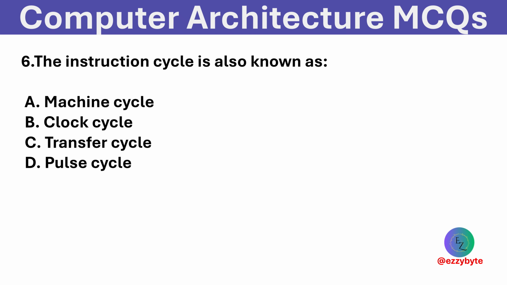The instruction cycle is also known as. Options are machine cycle, clock cycle, transfer cycle, and pulse cycle. Option A is correct. It is called the machine cycle as it describes how the machine executes an instruction.